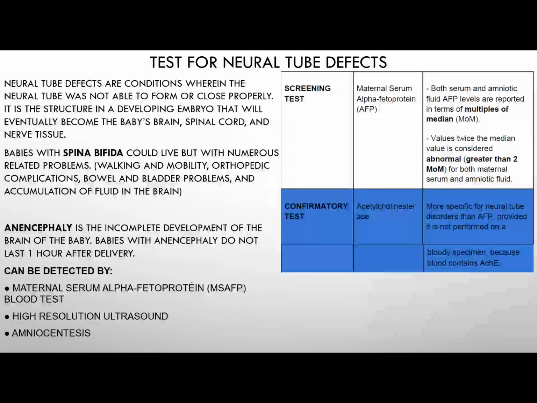So neural tube defect is a condition wherein the fetus is not able to form or close properly the neural tube, a structure in a developing embryo that would eventually become the baby's brain, spinal cord, and nerve tissue. So the neural tube does not develop or properly close. In the future, the neural tube would become the baby's brain, the spinal cord, and the nerve tissue. Now, this condition is known as spina bifida.